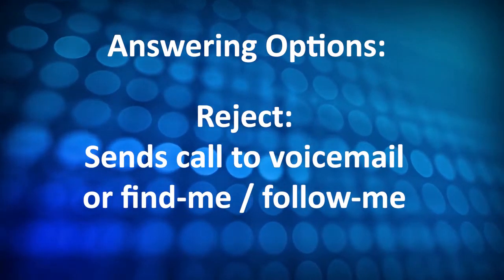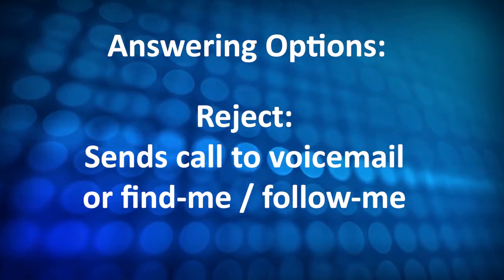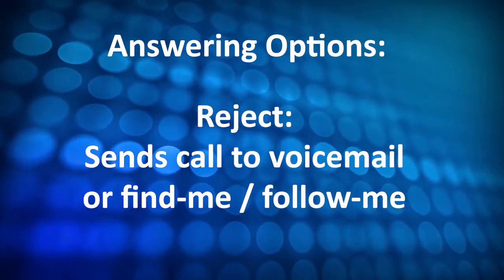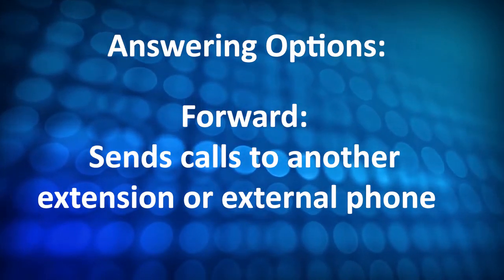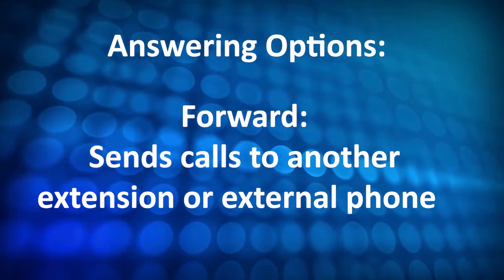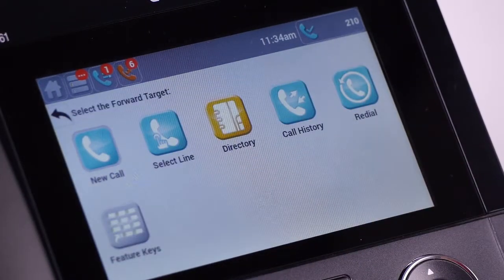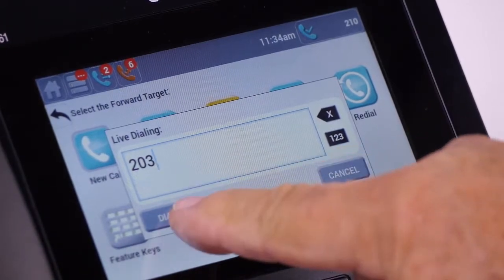Pressing Reject sends the call to voicemail or your phone's Find Me Follow Me chain if one is configured on your phone. We'll discuss Find Me Follow Me in a later section of this video. The forward key lets you forward the call to another extension or to an external phone number. When you press forward, the forward type screen appears. From this screen, you can choose the destination of the forwarded call.